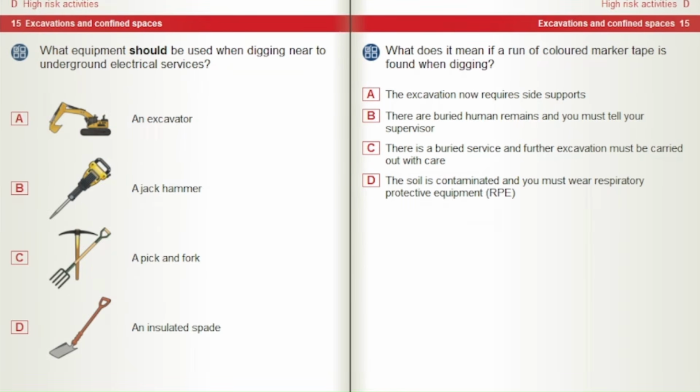What equipment should be used when digging near to underground electrical services? An excavator. A jackhammer. A pick and fork. An insulated spade.